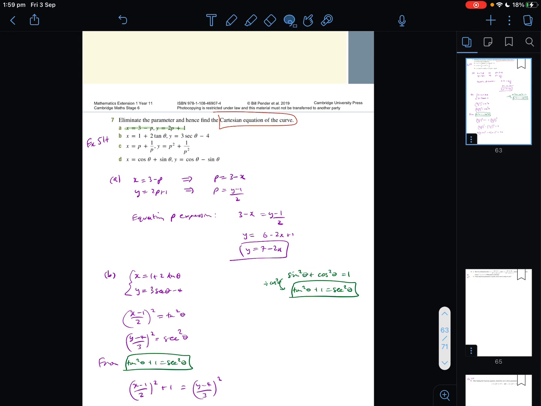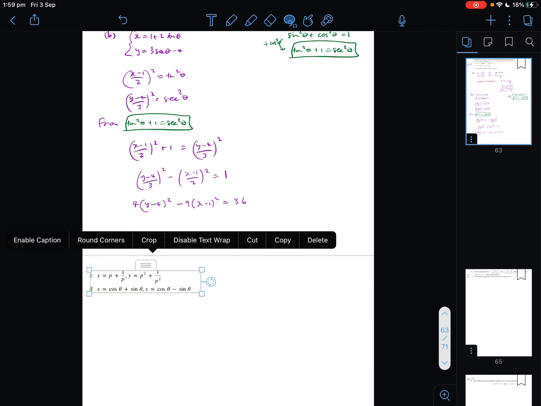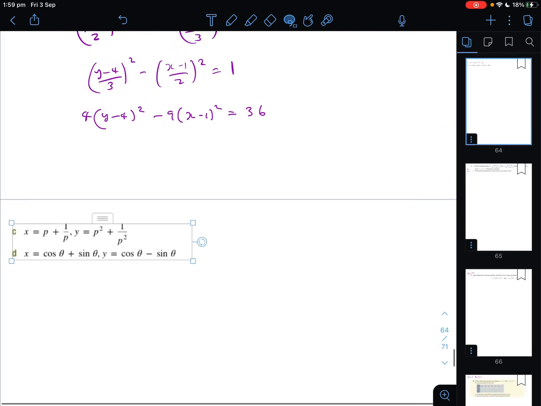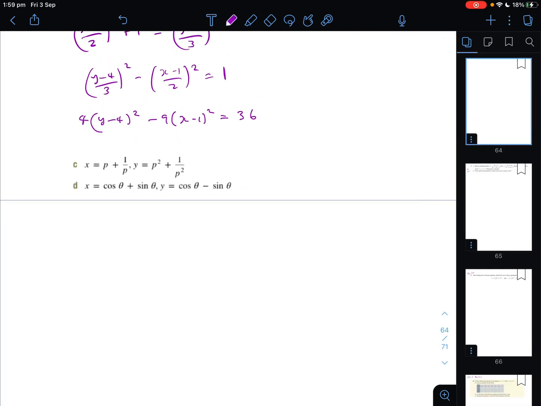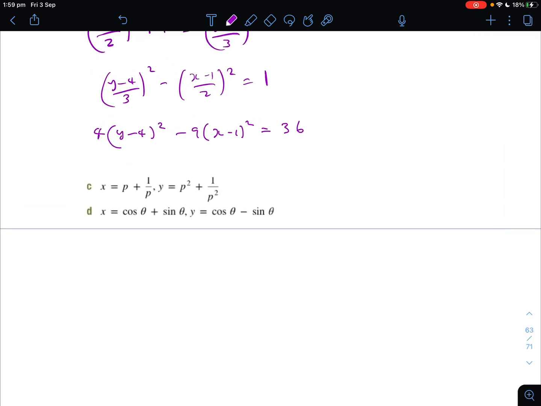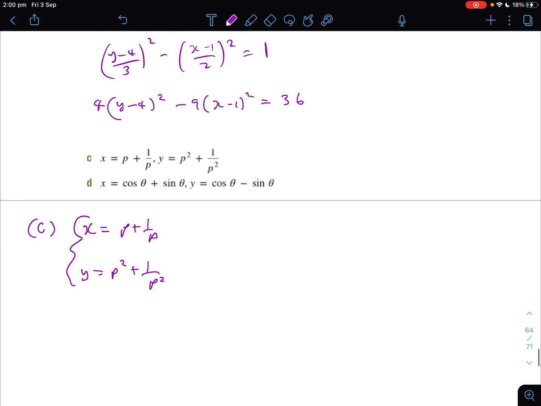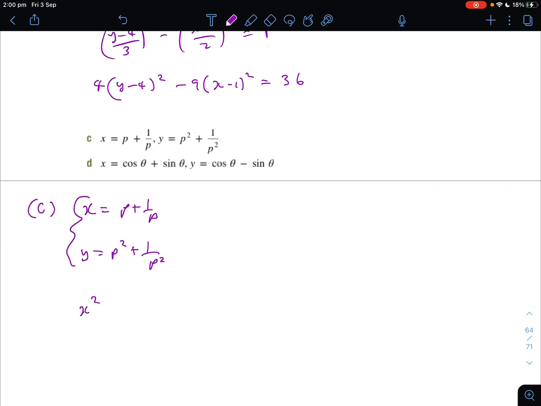I might do C and D here as well, just for completeness' sake. Okay, question C. You've got x equals p plus 1 on p, and y equals p squared plus 1 on p squared. Now, I'm hoping that you see there that there's definitely something going on with x squared. You're obviously trying to square those terms.